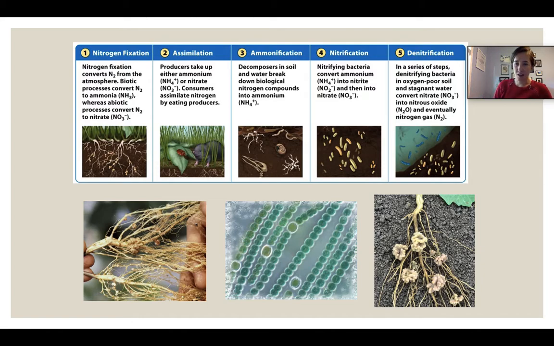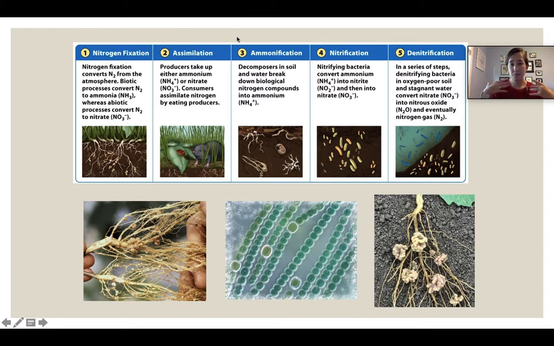Once we have our ammonium or our nitrate, some sort of biologically usable form of nitrogen, then it can be assimilated. So consumers are going to assimilate it by eating the producers. Producers are going to assimilate it by taking it into their bodies, into their tissues, from the bacteria that can live in their root nodules. Those are nitrogen-fixing bacteria living in those root nodules there. These are our cyanobacteria. Those are the ones who are fixing our nitrogen in the ocean. And then again, we have some more root nodules over here that are helping to fix our nitrogen.